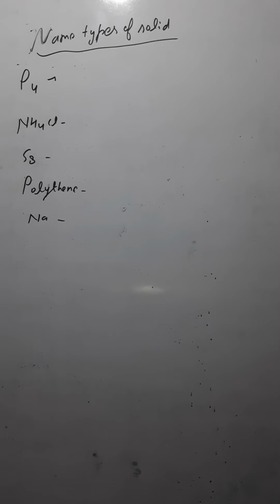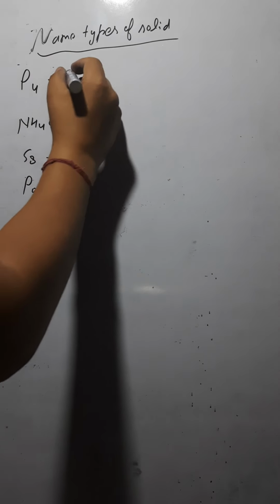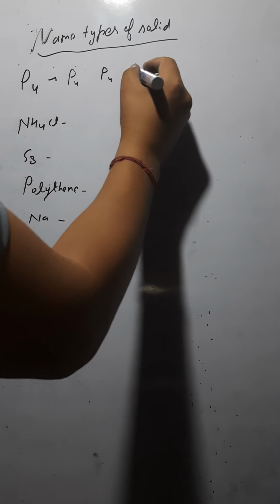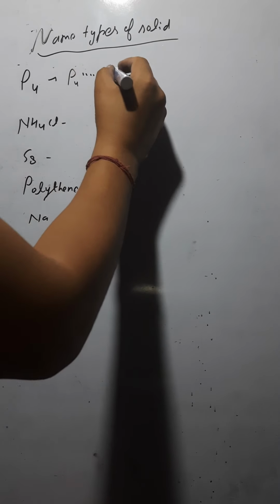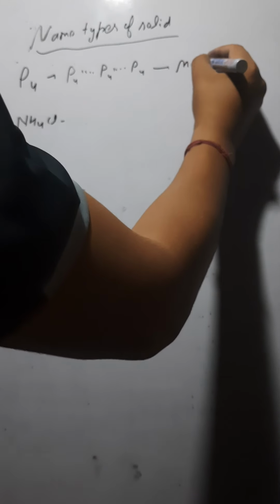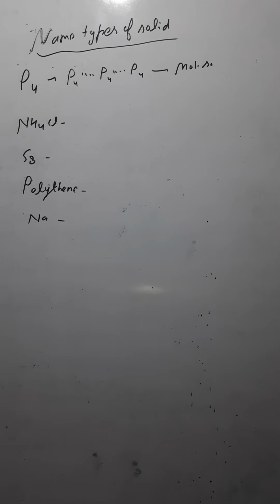Here you have to tell which type of solid each of these is. Now if you see P4, that is phosphorus. So phosphorus is which type of solid? Can you tell me? The phosphorus molecules are joined together by weak van der Waals forces. Hence you would be calling phosphorus a molecular solid, isn't it? So phosphorus is a molecular solid.